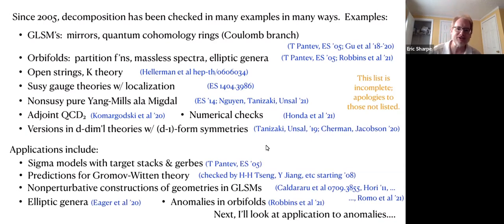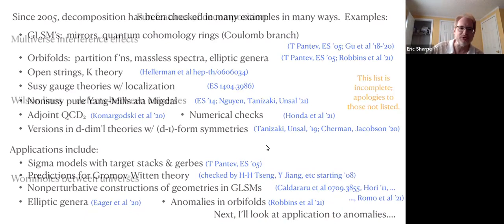This is one of my favorite games, but I don't have the time to describe it. It's been applied to compute elliptic genera. For example, elliptic genera of pure supersymmetric gauge theories can be efficiently computed using these ideas. And finally, it's been applied to anomalies and orbifolds, which is basically going to be the subject of the second half of this talk. Before I get there, let me throw a few more buzzwords at you.